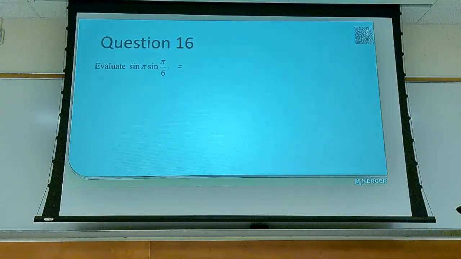What's on the pi? One. 180. Zero. It's 0. Pi is the negative x-axis. Your y-coordinate is 0. And 0 times anything is 0. That was easy.